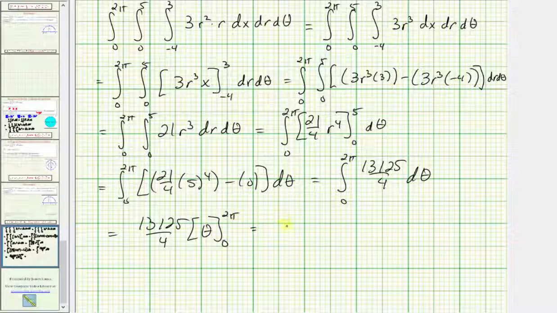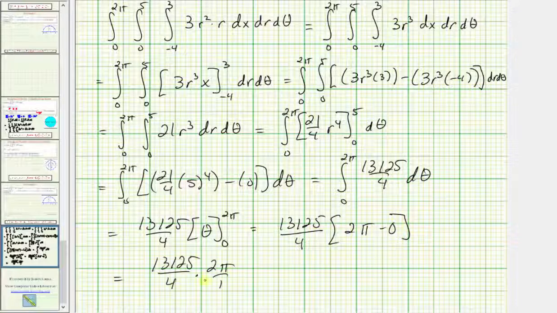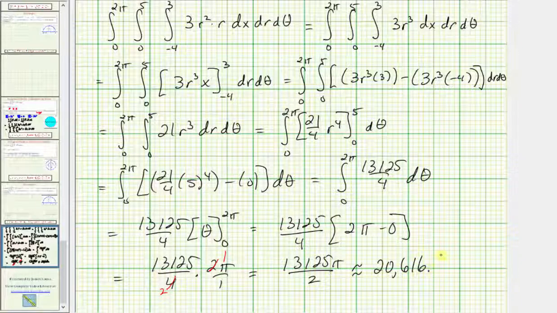Performing substitution for theta, we're just going to have 13,125 divided by 4 times the quantity 2 pi minus 0. Of course, we have a common factor of 2. So the exact value of the flux integral is 13,125 pi divided by 2, which is approximately 20,616.7018.